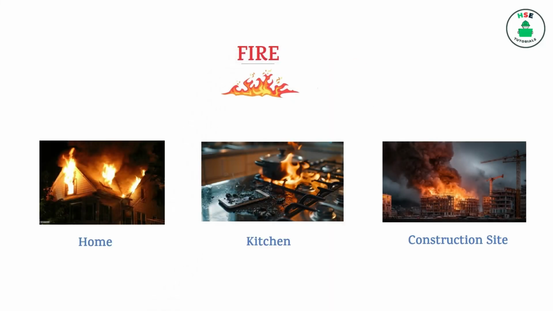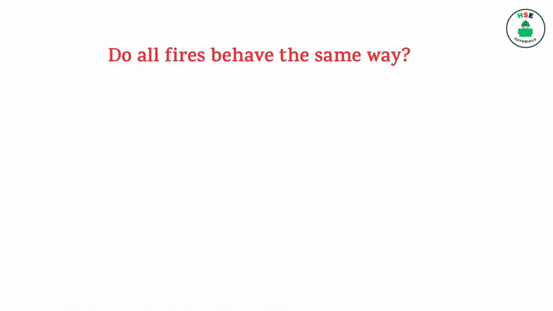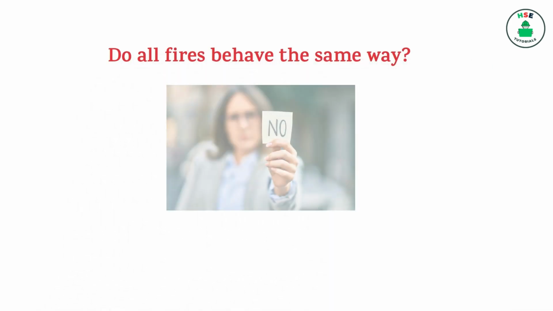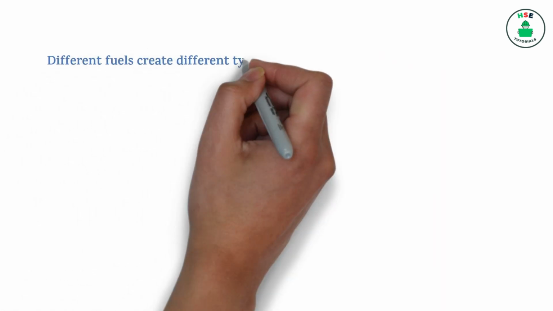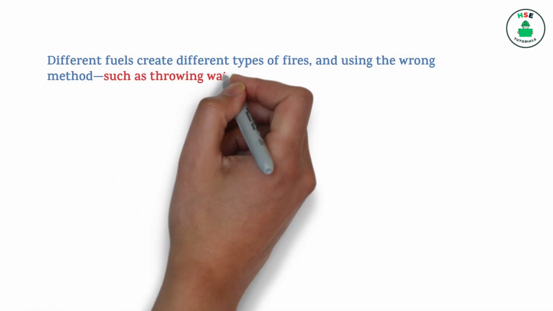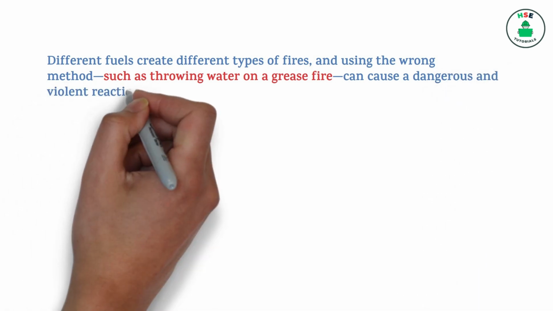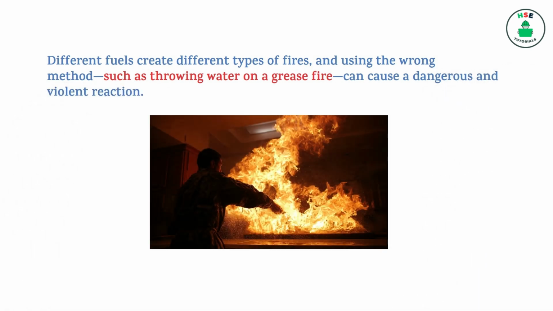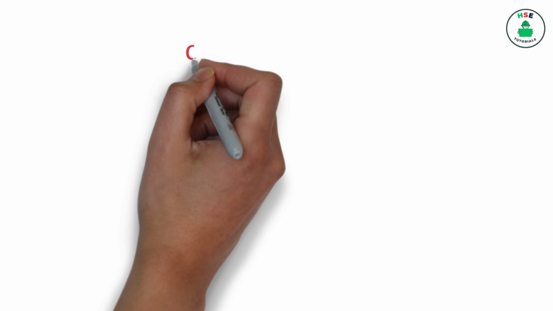Fire can start anywhere, in your home, in a kitchen, or on a construction site. But here is a critical question. Do all fires behave the same way? The answer is no. Different fuels create different types of fires, and using the wrong methods, such as throwing water on a grease fire, can cause a dangerous and violent reaction. In this video, you will learn the classes of fire.